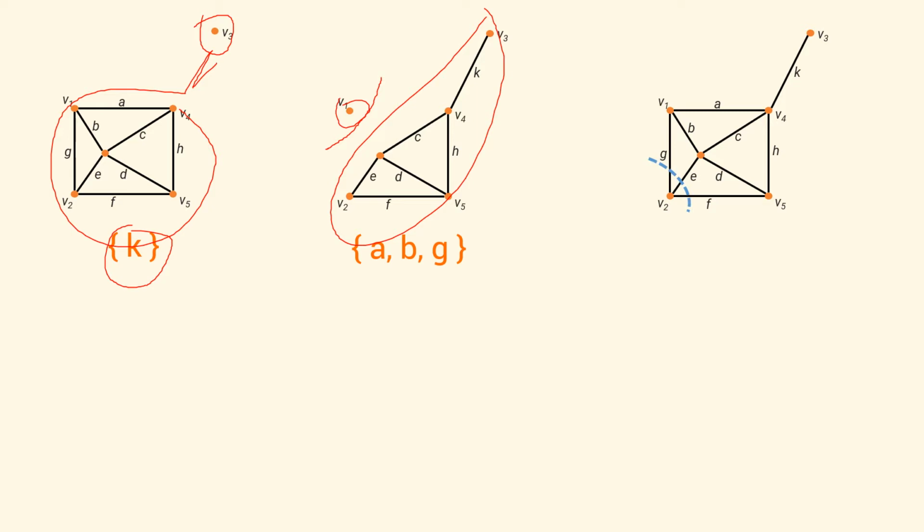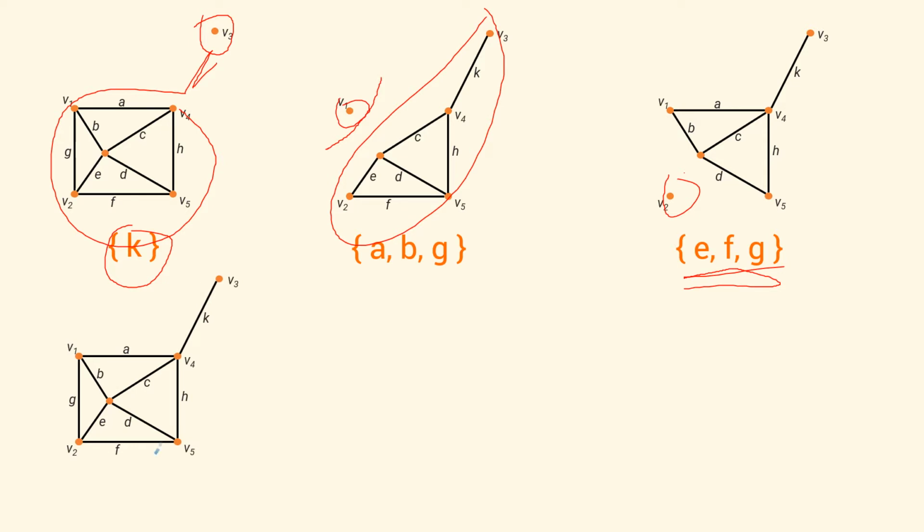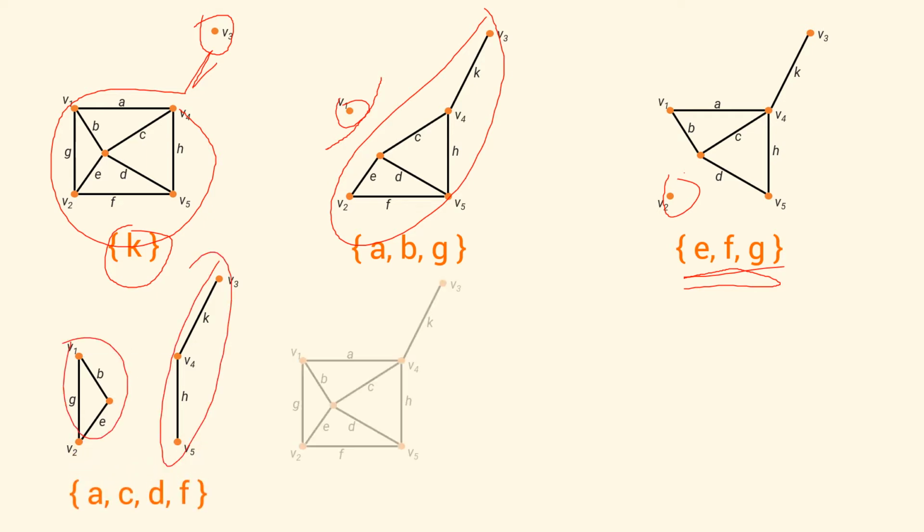Now we can cut them in e, f, g. If you cut that out, it's separated. So this is the cut set vector. Furthermore, you can cut them like this: that is, we are cutting a, c, d, and f. So you get two separate pieces. That's what a cut set does. In this example also, we're cutting it along v4. That is, a, c, and h edges are cut and you get two different pieces.